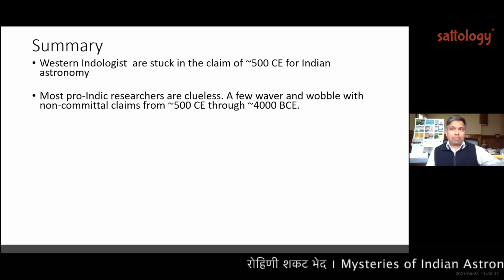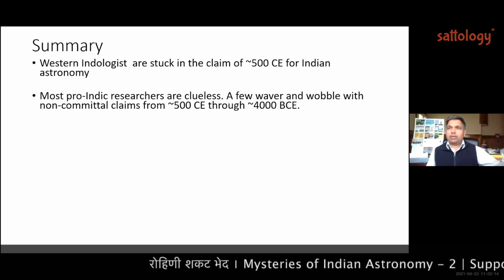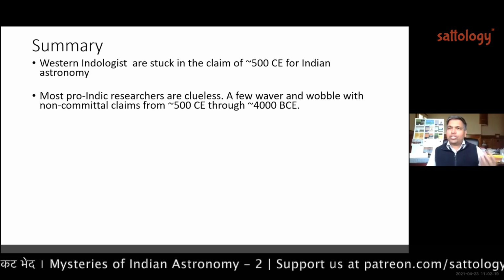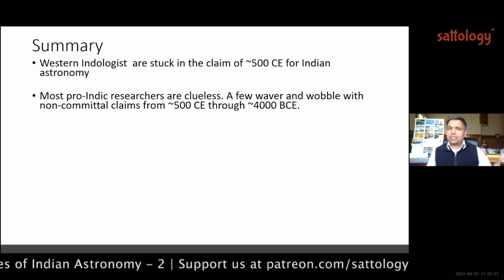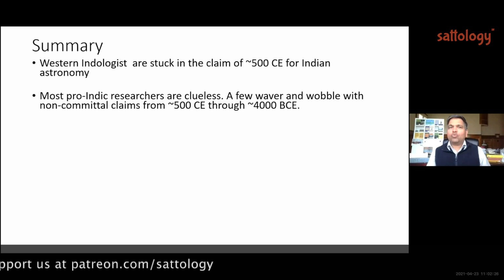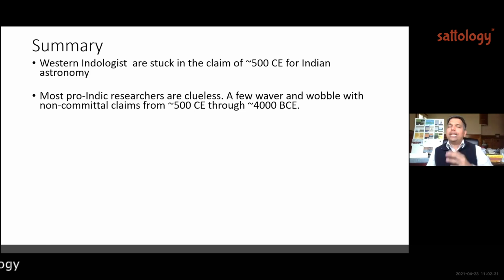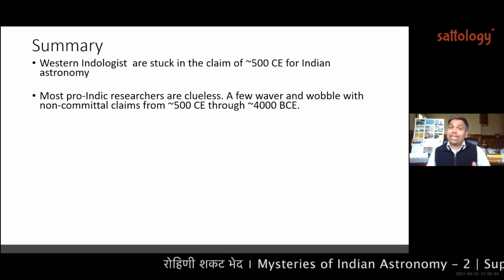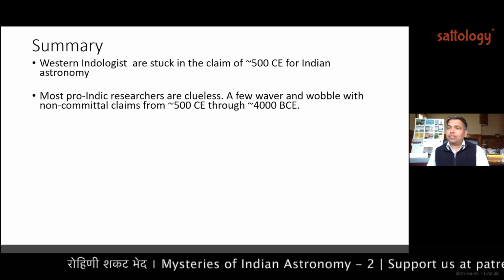So Bailly, for example, or John Playfair in Scotland, Bailly in France, and Cassini in France, they did understand the precision, accuracy, the magnificence of Indian astronomy. Most of the Western Indologists totally misunderstood this. But on the Indian side, even the pro-Indic researchers are also clueless. And I'm not talking about the pro-Indic researchers of the past. I'm talking about the pro-Indic researchers of the present, even our times. A few waver and wobble with non-committal claims for Indian astronomy from 500 CE through 4000 BCE.